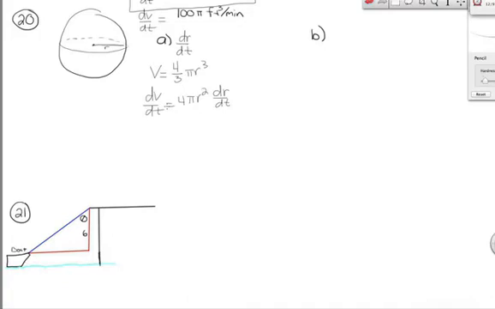Part B says, okay, do it again, but how's the surface area changing? Well, the area of a sphere is simply 4 pi r squared, familiar from before. So dA/dt would be, the 2 comes down, 8 pi r dr/dt. And then I plug in and solve. And I'll leave that for you to do.